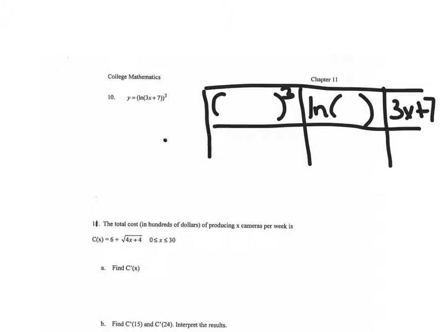So, all right, let's get the derivative now. How do you differentiate something to the third? 3 times whatever something is, and what's my new exponent? 2. A 2. Now, inside this parentheses, I need to put what? The natural log of, and I need another parentheses with the 3x plus 7, right?